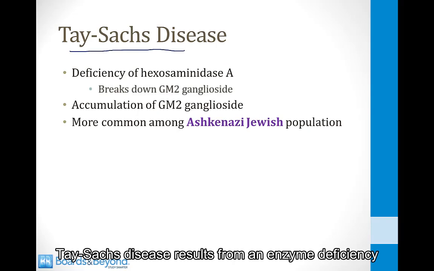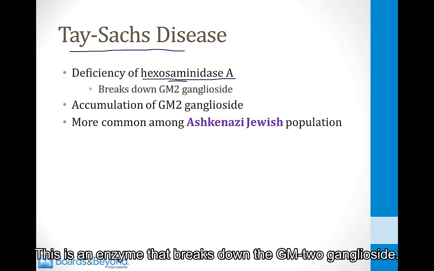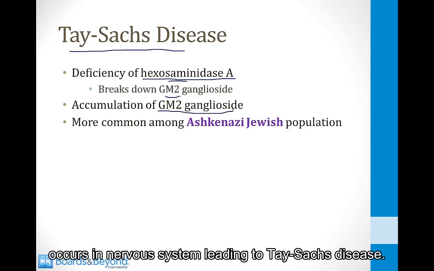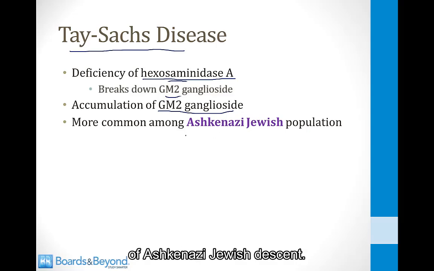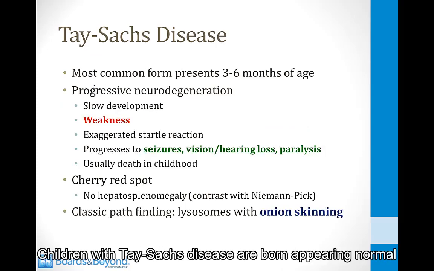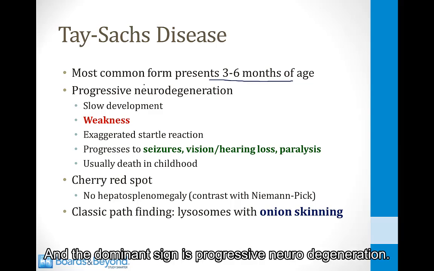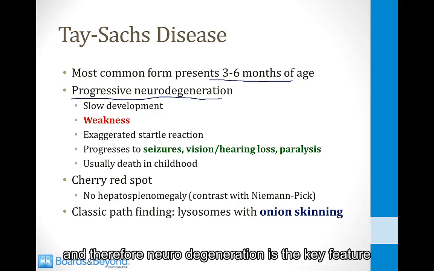Tay-Sachs disease results from an enzyme deficiency of hexosaminidase A. This is an enzyme that breaks down the GM2 ganglioside. As a result, accumulation of GM2 gangliosides occurs in the nervous system, leading to Tay-Sachs disease. And like several of the other lysosomal storage diseases, Tay-Sachs disease is more common among people of Ashkenazi Jewish descent. Children with Tay-Sachs disease are born appearing normal, but by about 3 to 6 months of age, the babies display signs of the condition, and the dominant sign is progressive neurodegeneration. Remember, you need gangliosides for your neurons, and therefore neurodegeneration is the key feature of Tay-Sachs.